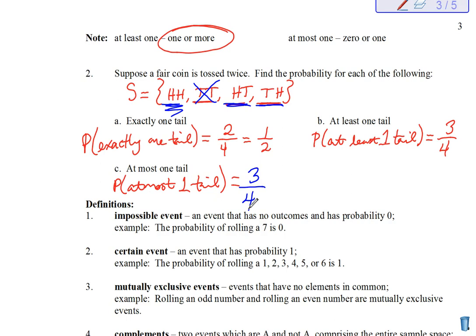Next thing we have is some definitions. If an event has no possibility of happening, the probability is 0. So for example, the probability of rolling a 7 on a die is 0 because there's no possible way for that to happen. Next definition, certain event. If an event is for sure going to happen, its probability is 1. So for example, the probability of rolling a 1, 2, 3, 4, 5, or a 6 on a die is 1 because you're definitely going to get one of those outcomes.